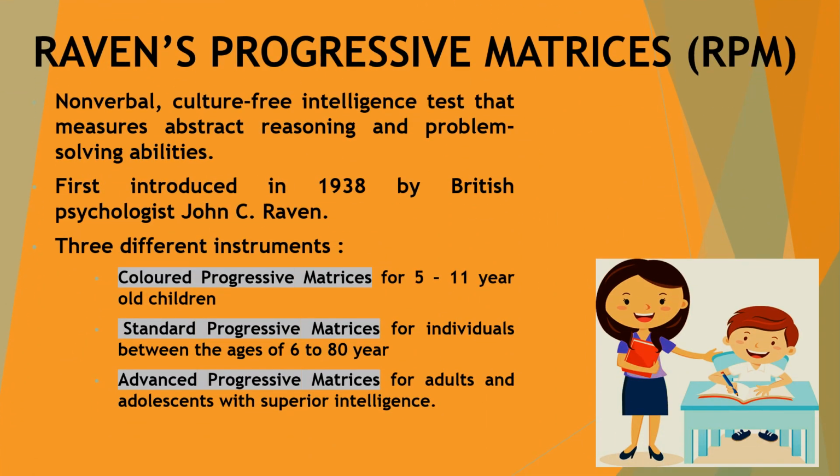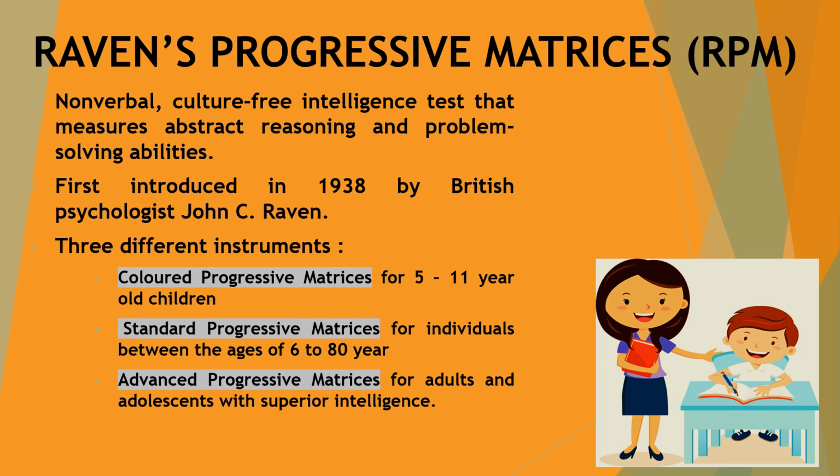Next is Raven's Progressive Matrices. It is a non-verbal, culture-free intelligence test that measures abstract reasoning and problem-solving abilities. It was first introduced in 1938 by British psychologist John C. Raven. The RPM, or the Raven's Progressive Matrices test, consists of a series of diagrams or patterns with one piece missing. The test taker is then required to choose the missing piece from a set of possible options.